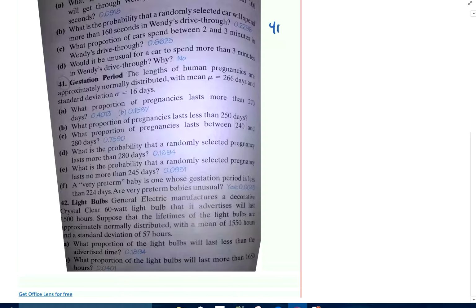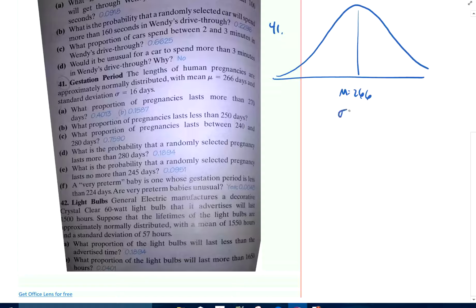Okay, 41. Gestation period, human pregnancies is normal. The mean is 266 days. Standard deviation is 16 days. Okay, what proportion of pregnancies last more than 270 days?